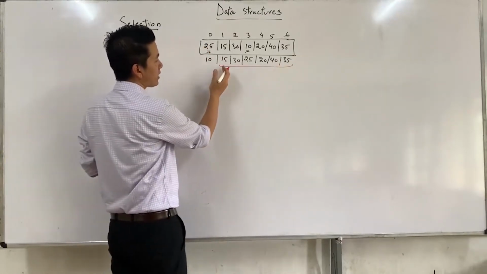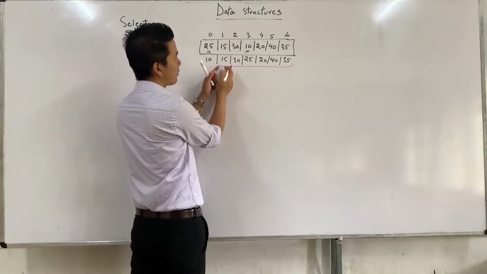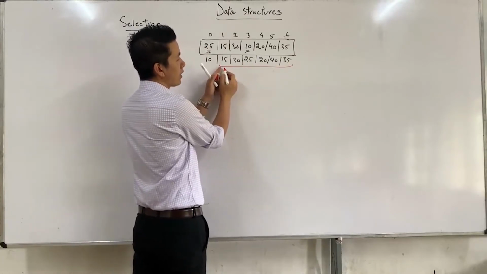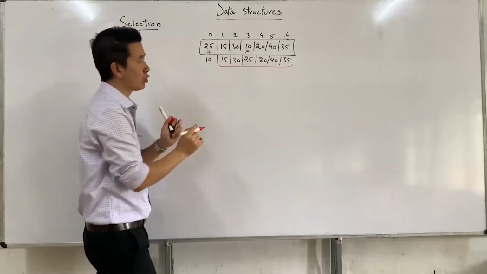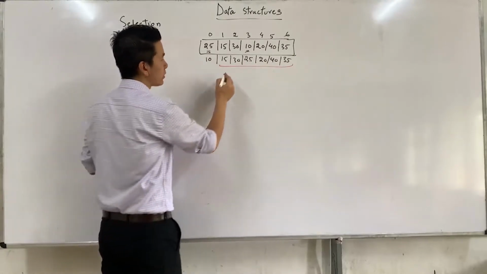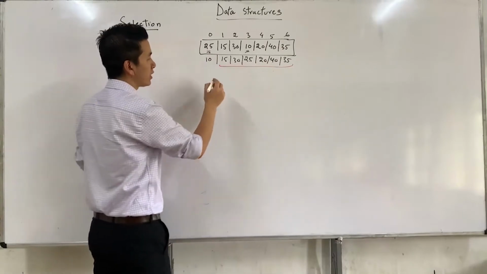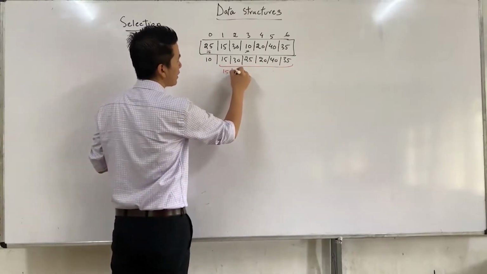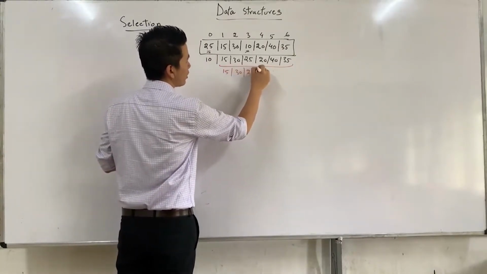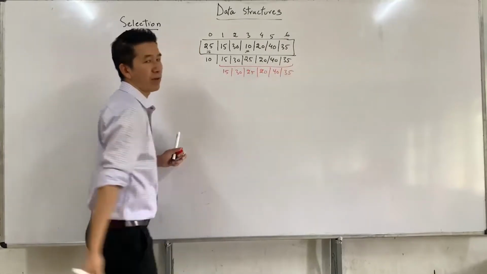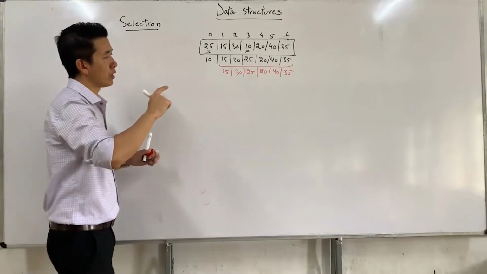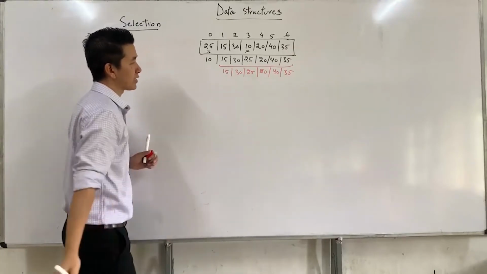Again I start from here. I try to find the smallest number among these. Since this is the smallest number, the list will not be disturbed. It will still be 15, 30, 25, 20, 40, and then 35. So we'll go for one more pass.